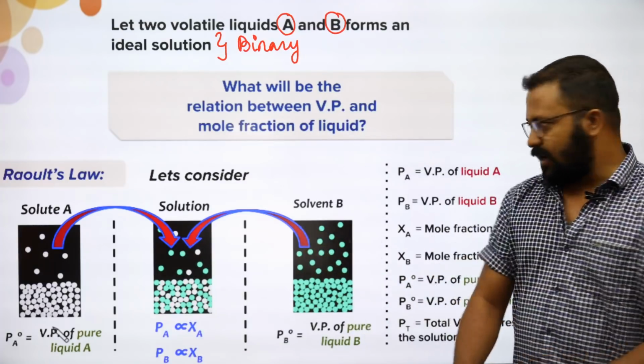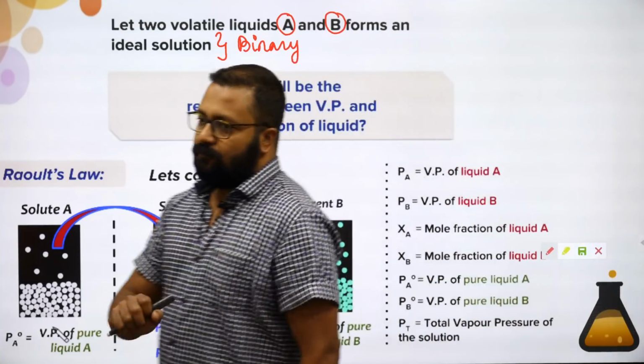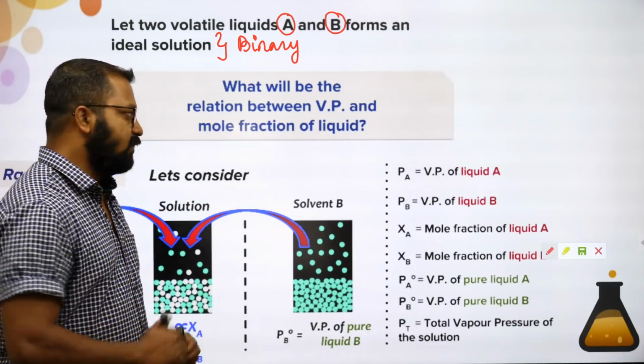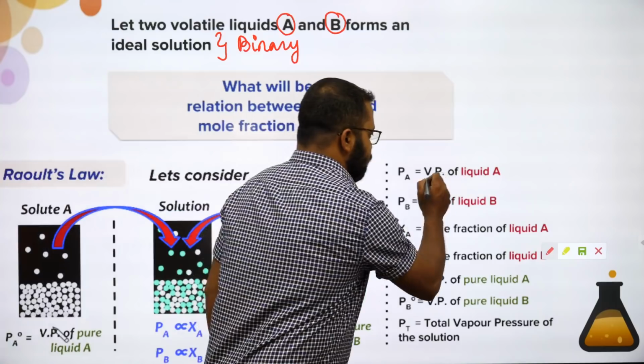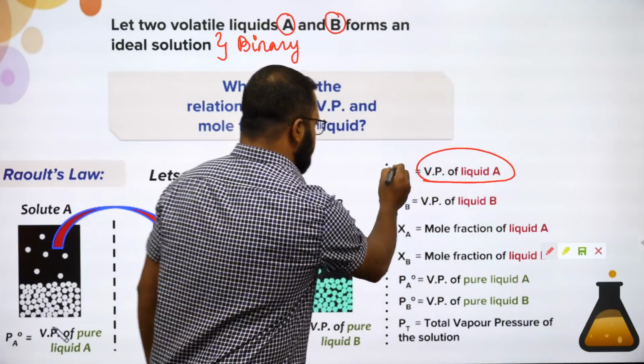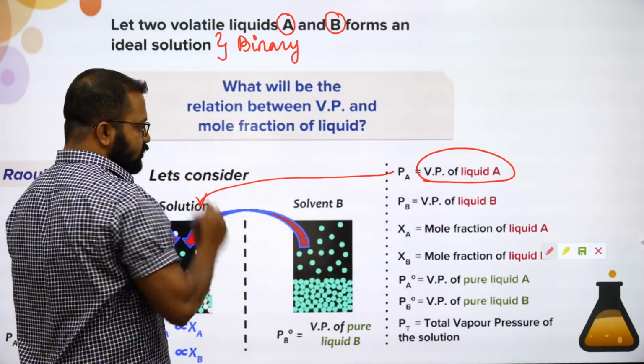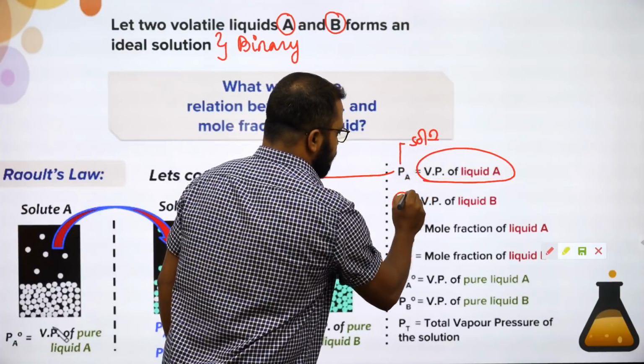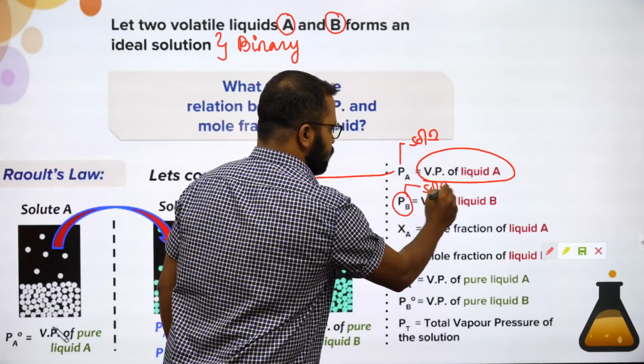In that scenario, we will be having certain values. Let's say the vapor pressure of liquid A, PA, is within this solution. This is for the solution, and PB is also for the solution.